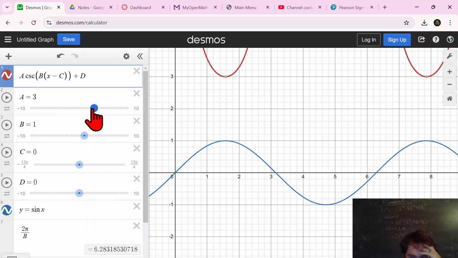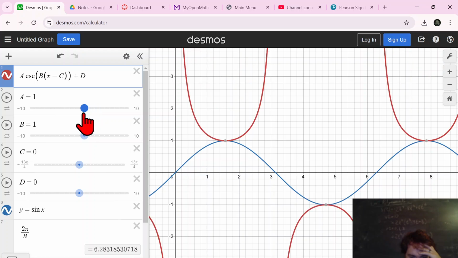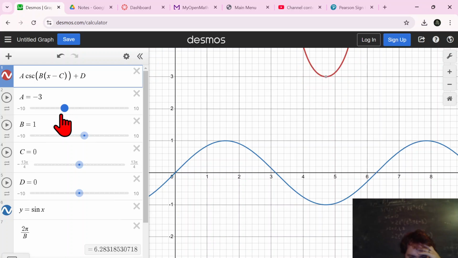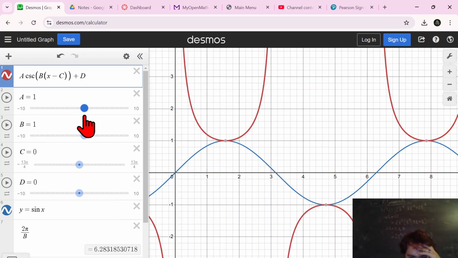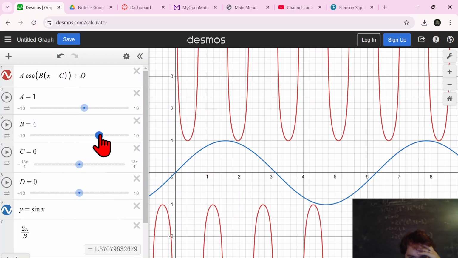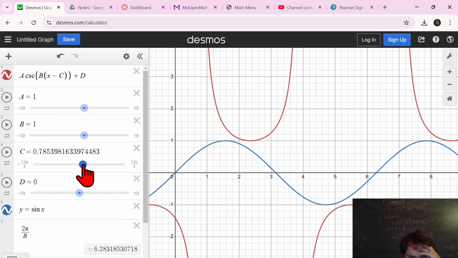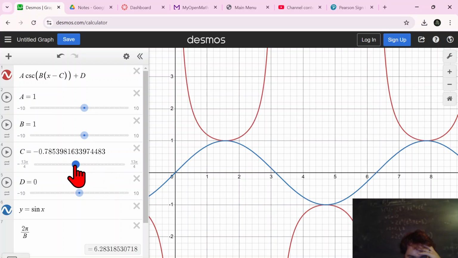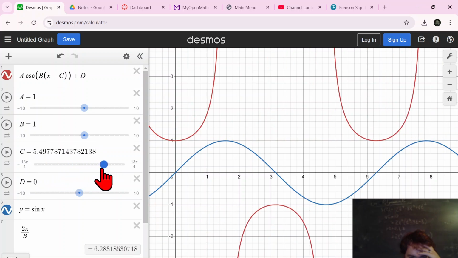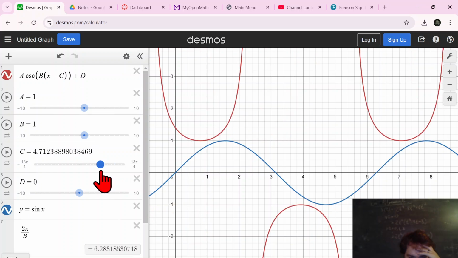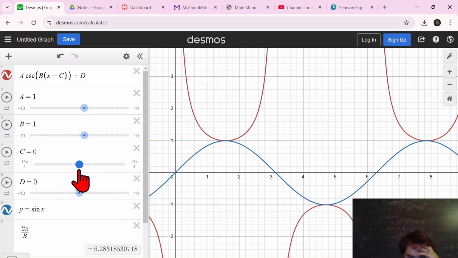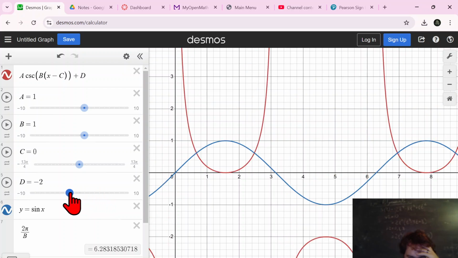Moving A spreads the distance between the U's apart, and making it negative flips it over. B controls how many periods in a 2 pi worth of distance that we see. C controls the phase shift from right to left, where positive values of C result in x minus a number and therefore move the graph to the right, and negative values of C result in x plus a number and therefore move the graph to the left. D again moves the midline up and down.